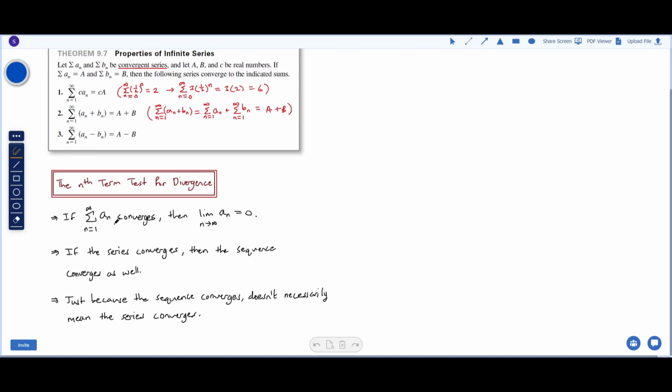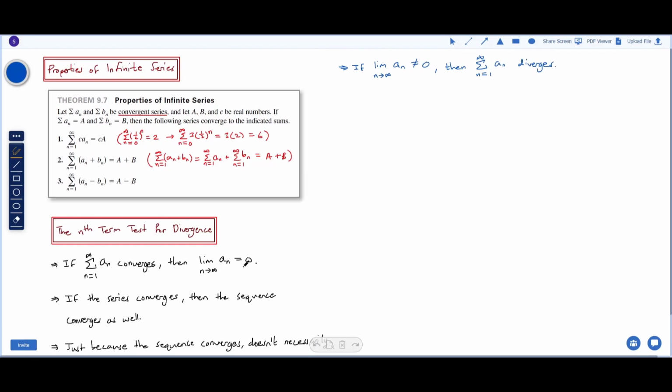So here we saw that if the series converges, then the limit of the sequence is 0. So if the series converges, the sequence converges. But if the limit of the sequence is non-zero, then the series diverges.